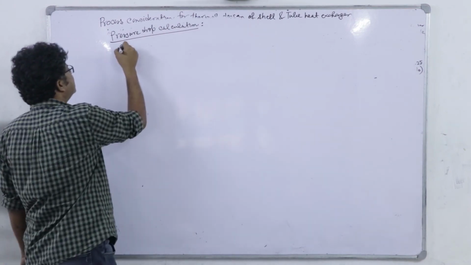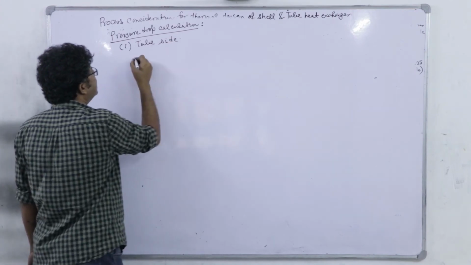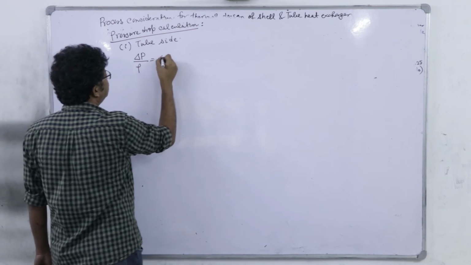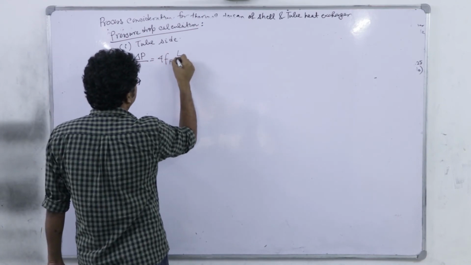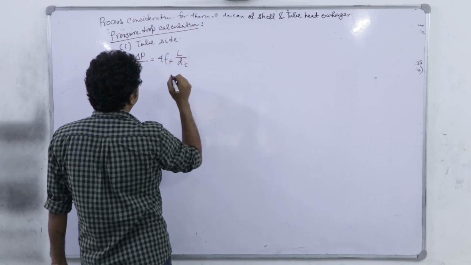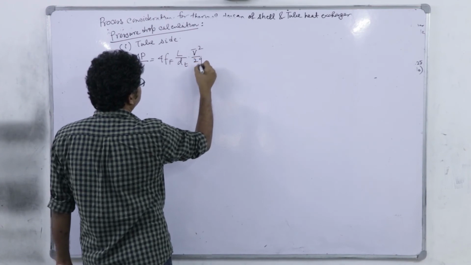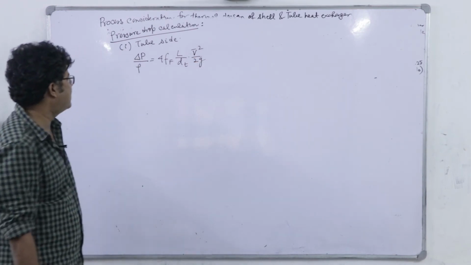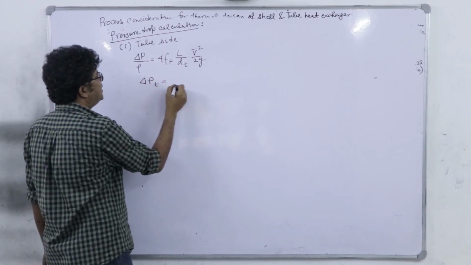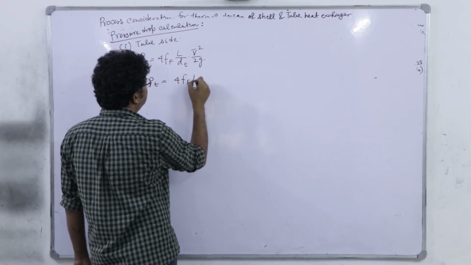So, first is the tube side. We know that Darcy's law is 4f L by D, right, tube diameter into V square divided by 2g. Maybe we are going for gravitational unit. So, we can modify it as delta P_T as 4f into L.